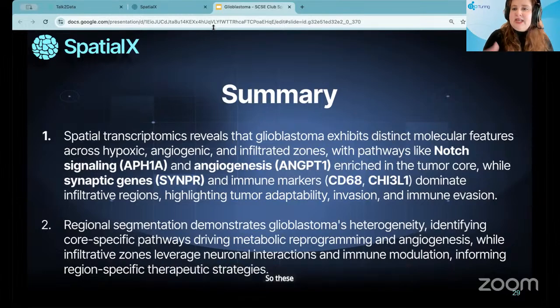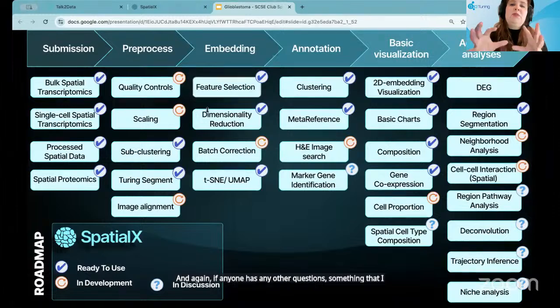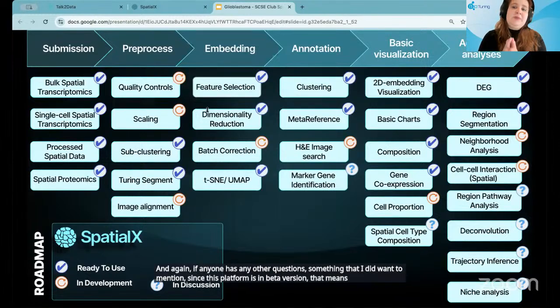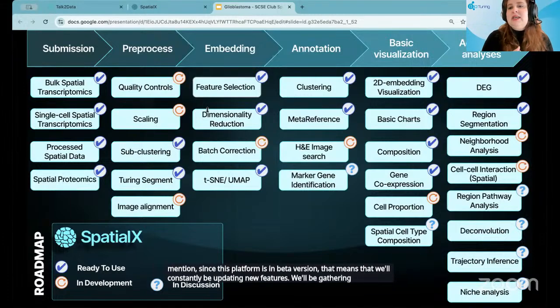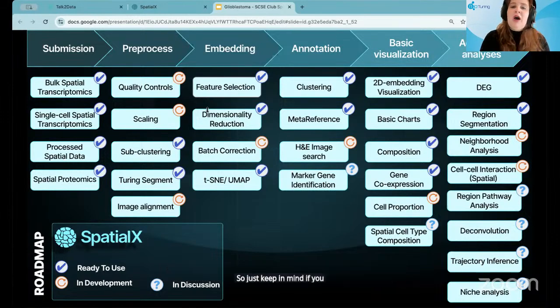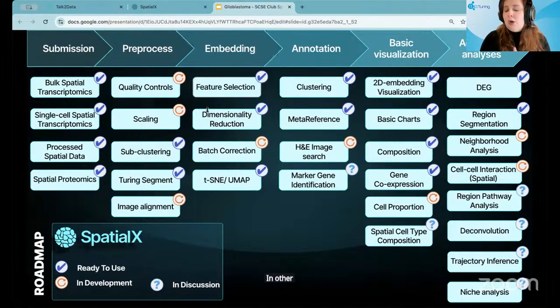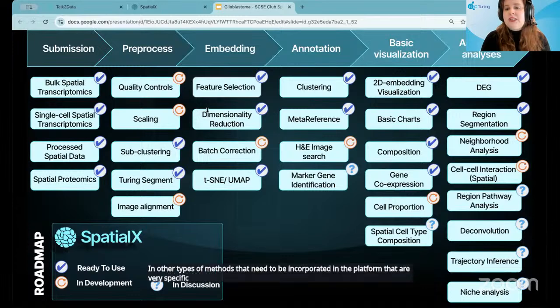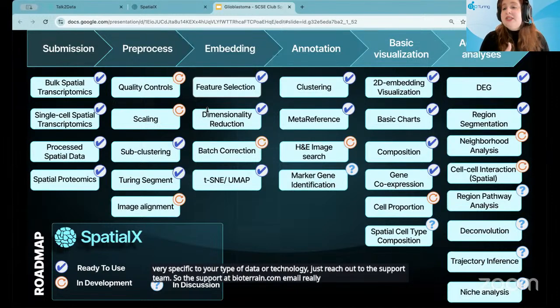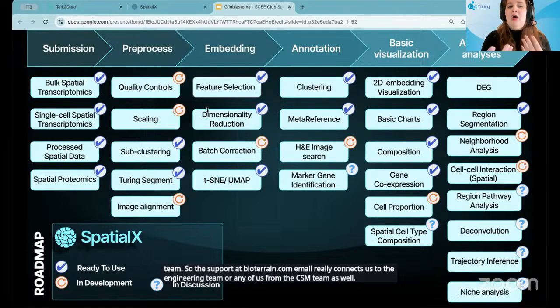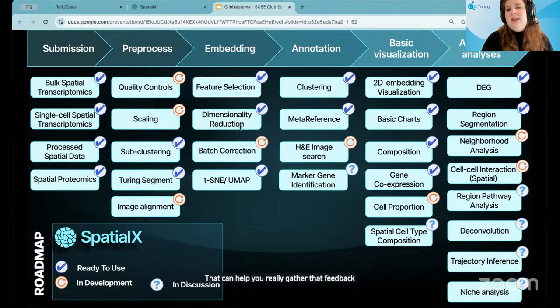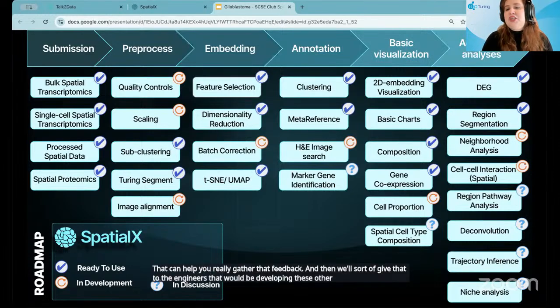So these were the two main aims that I wanted to cover. And again, if anyone has any other questions, something I did want to mention is that since this platform is in beta version, we'll constantly be updating new features. We'll be gathering feedback from scientists actively using SpatialX for their own data. So if you have any particular bottlenecks, if the analysis is not enough and you need more support for other types of methods specific to your type of data or technology, just reach out to the support team. The support@bioterrain.com email connects us to the engineering team or any of us from the CSM team, who can gather that feedback and give it to the engineers developing these upcoming advanced features.